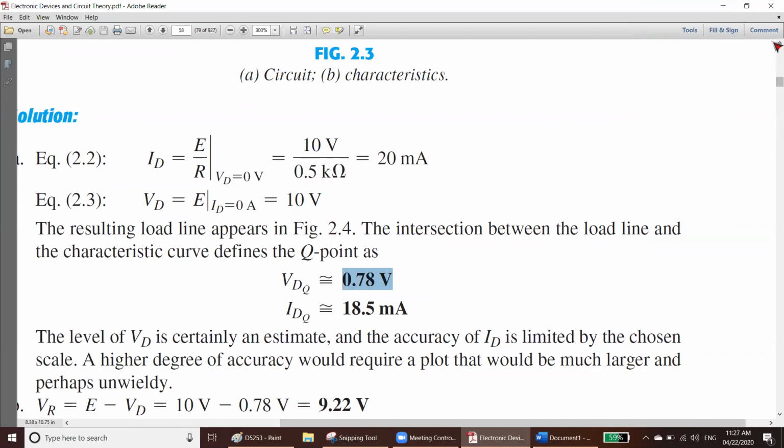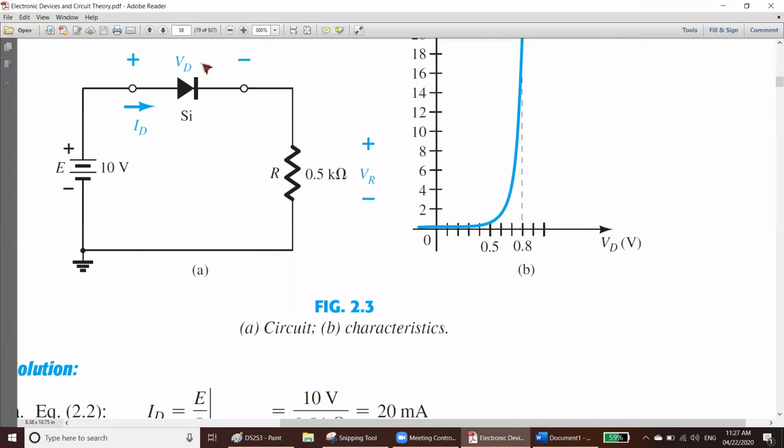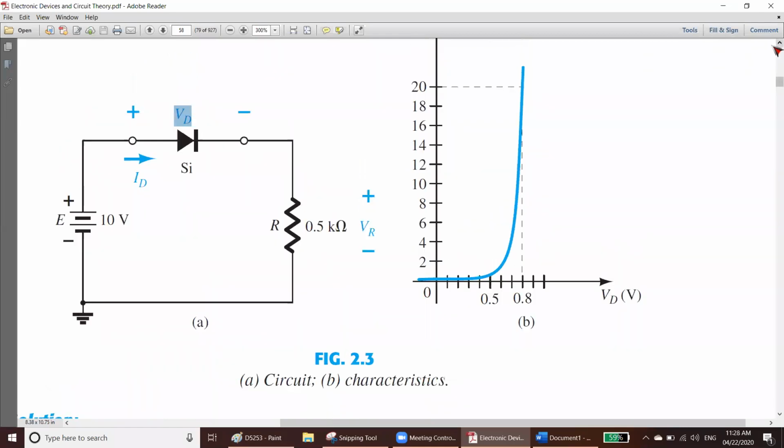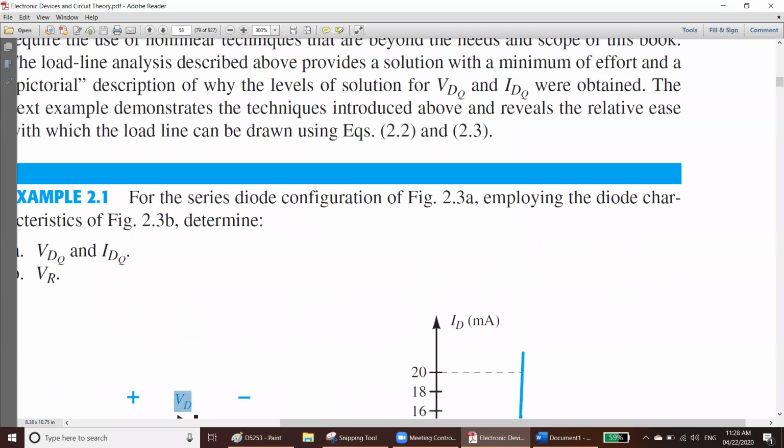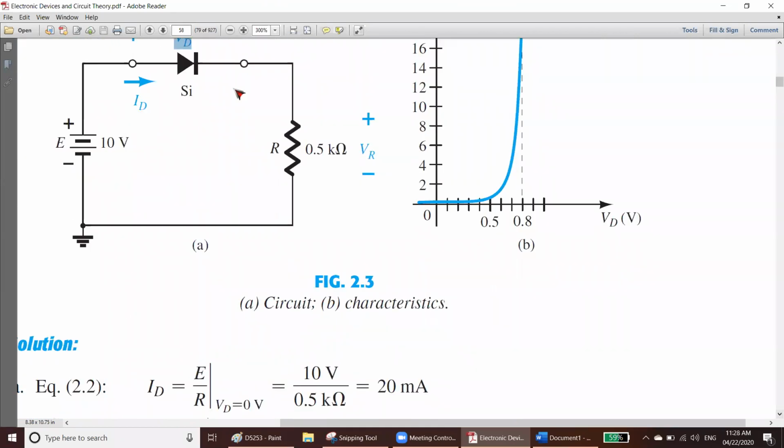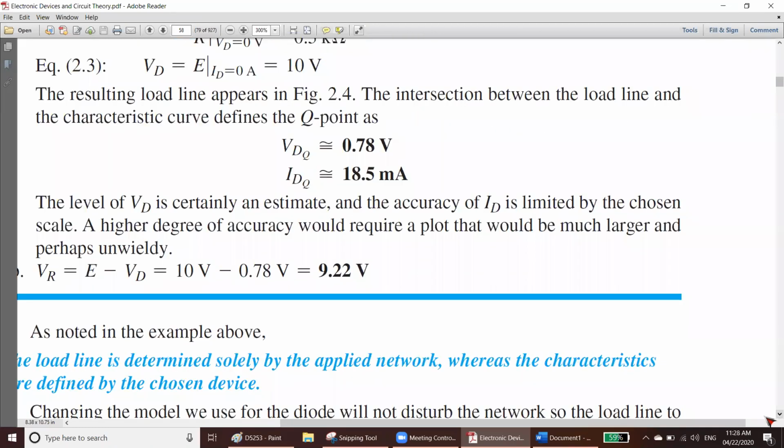If your VD is 0.78, how much is your VR? Your VR should be 10 minus 0.78. That is your VR. Your VR must be 10 minus 0.78 because that is the KVL. You have 10 volt minus 0.78, you get the remaining here. So your VR is the remaining. How much is that? 9.22. That is one example.